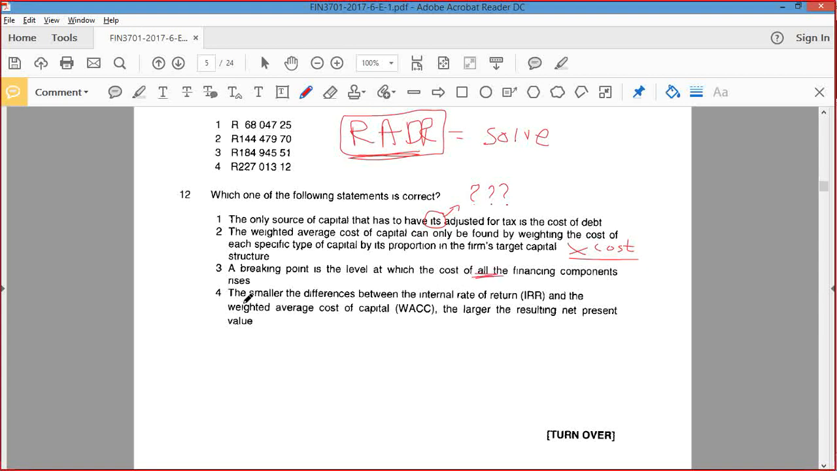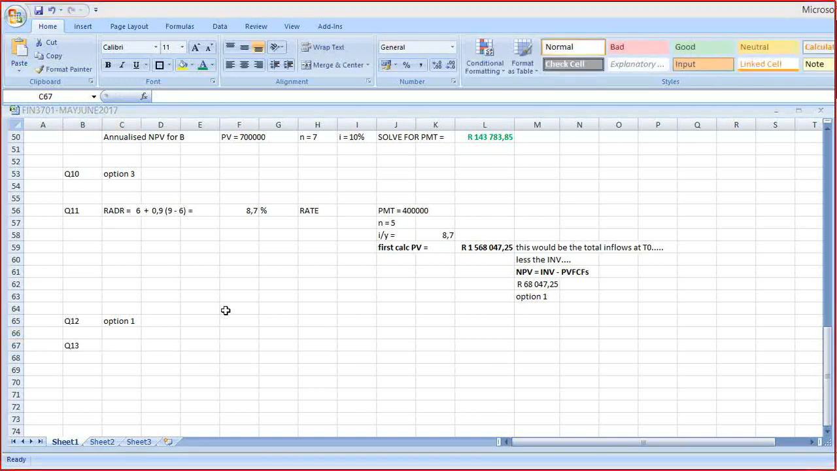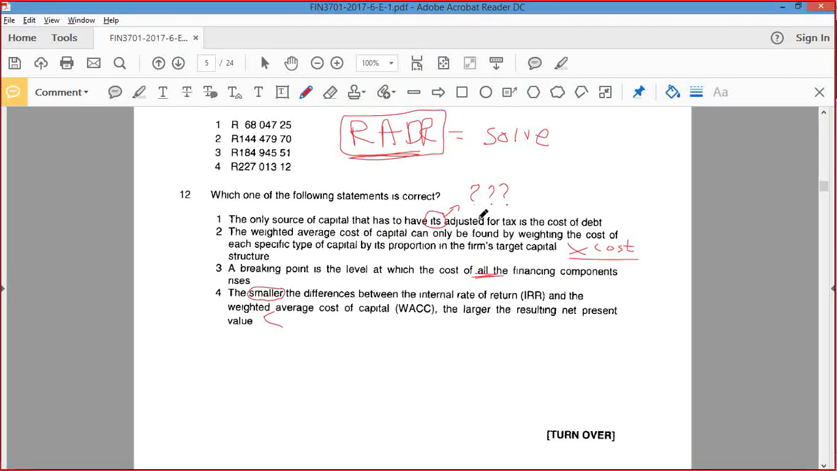The smaller the differences between the internal rate of return and the weighted average cost of capital, the larger the resulting NPV. That's false. The bigger the difference, the bigger the NPV. So number 1 is true, but it's looking for a missing word. It should be the only source of capital that has to have its cost adjusted for tax is the cost of debt. Because what are we adjusting? It must be the cost.